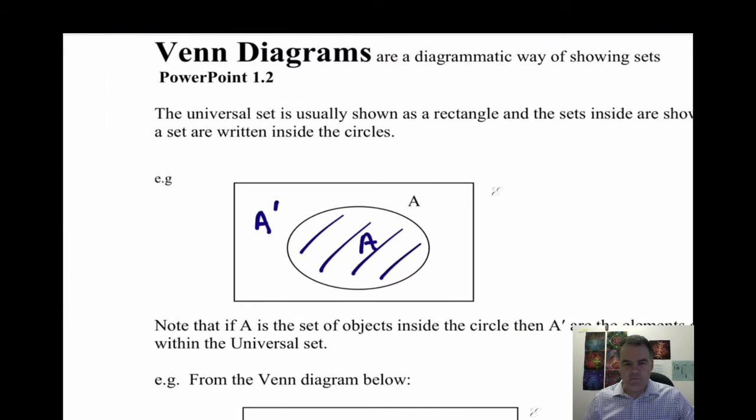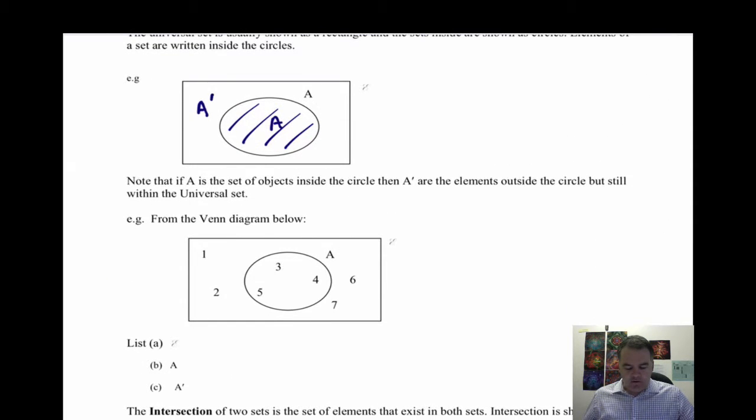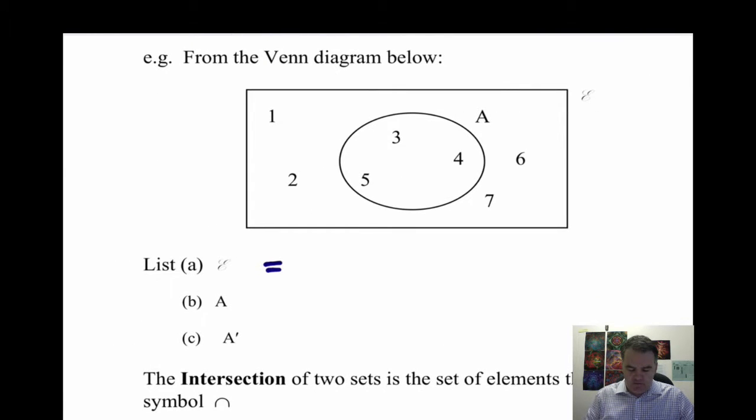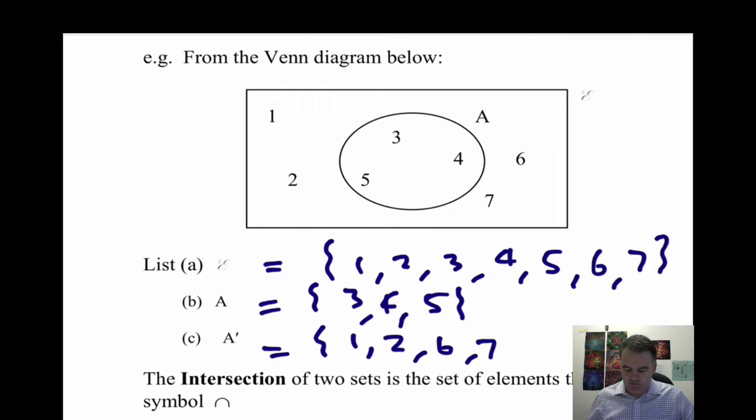Okay, so if we've got that example from before, if we've got 1, 2, 3, 4, 5, 6, 7 and A is a set of 3, 4 and 5. So in this situation here, the universal set is 1, 2, 3, 4, 5, 6, 7. A is the set 3, 4, 5. And the complement of A is 1, 2, 6, 7. Cool. So you get a diagram and it makes that a lot easier to see.